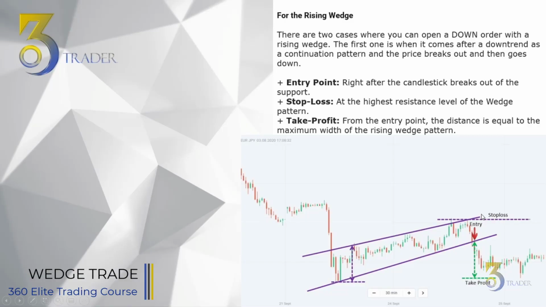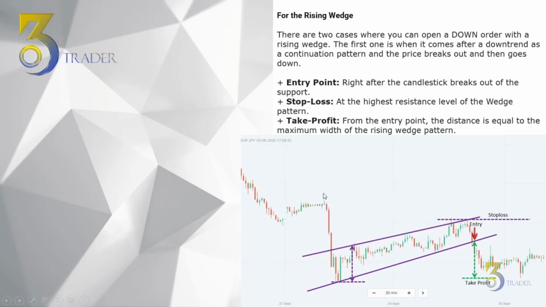Now, your target. Remember your target. We're not measuring a flag pull. Instead, you're measuring the maximum distance. This could be much wider or narrower, but you want to measure it at the widest point: the highest point of the resistance to the lowest point of the support. Then you take that measurement, place it at the breakout point, and draw it equal to this distance. And that is your target.